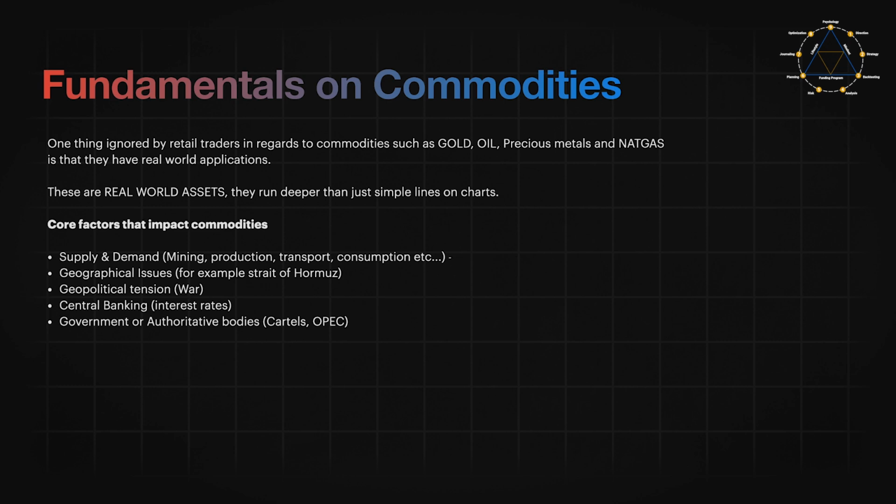After this, you have government or authoritative bodies, such as cartels, OPEC. These guys, they do dictate the price of oil, for example. And let's say with OPEC, there is a new player such as Venezuela coming to the game. The more countries are within the OPEC cartel, this would reduce the price of oil.